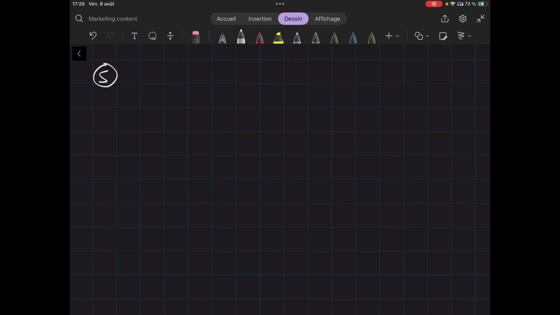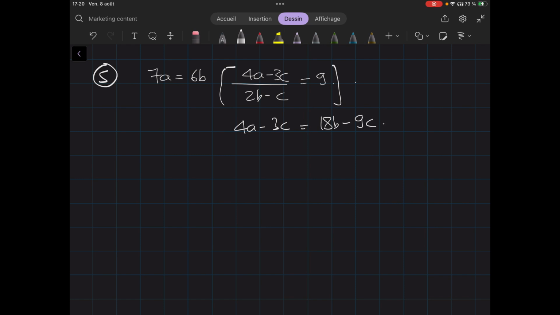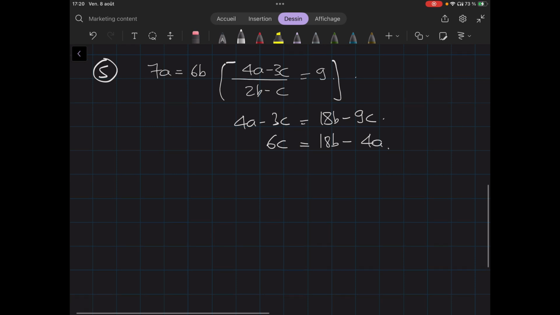Question 5. You're given that 7a is equal to 6b, and 4a minus 3c divided by 2b minus c is equal to 9. Let's start off with the second equation, and we'll see if we can simplify this. So 4a minus 3c is equal to 18b minus 9c. Or 6c is equal to 18b minus 4a. We know that 6b is equal to 7a, so 18b is 3 loads of 6b. I'm just going to do it one step at a time. 6b, we can now replace it with 7a.